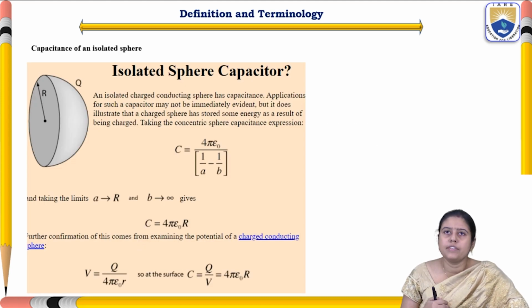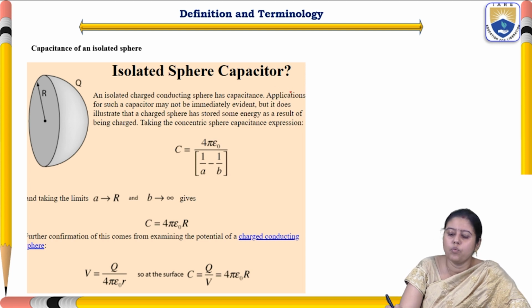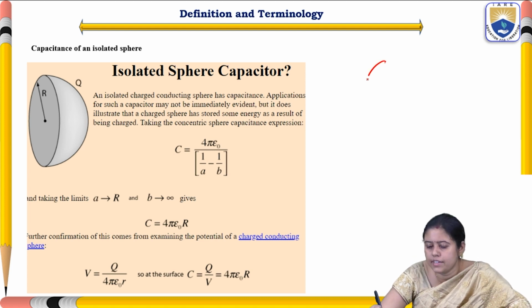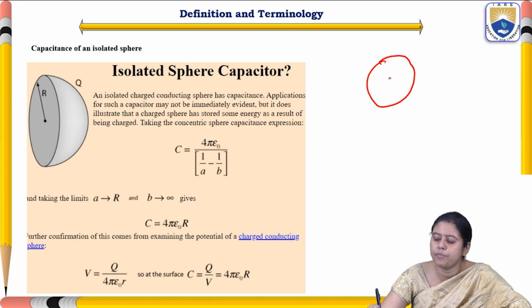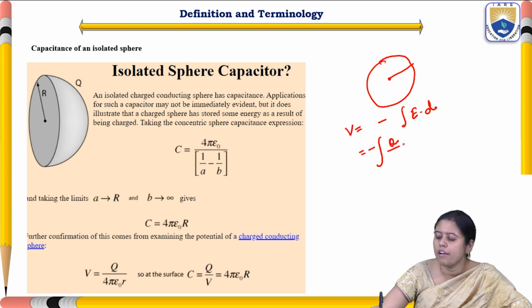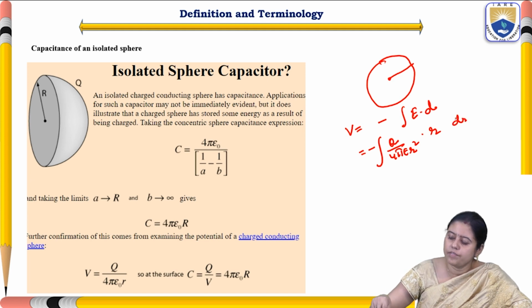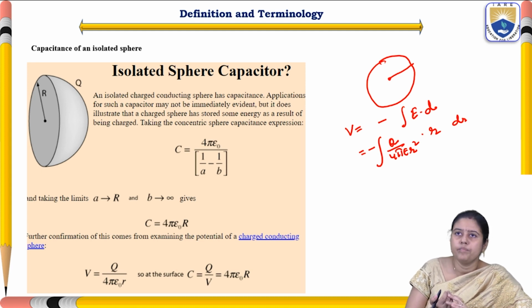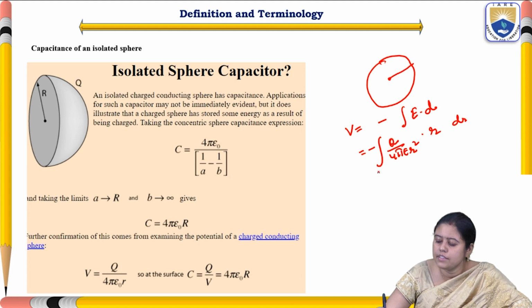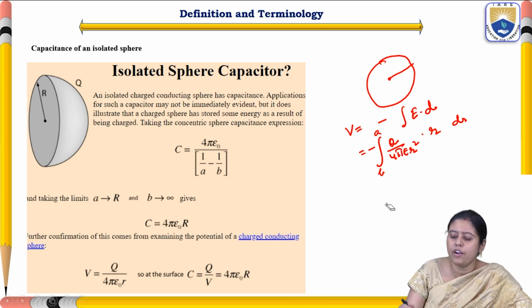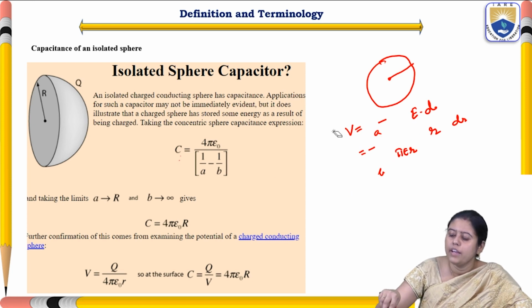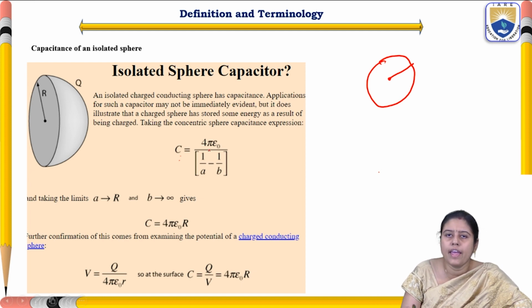Next point is to calculate the capacitance of an isolated capacitor. An isolated charged conducting sphere has a capacitance. We know capacitance for a normal capacitor. First, if we have a charge, we can write voltage equal to minus the integral of E dot dl, which is Q by 4 pi epsilon r square dr, where the distance is r. And what is the limit? From the end point to the starting point, so it is B to A. If we put in the values, we get the capacitance equal to Q by V, which is 4 pi epsilon naught divided by (1 by A minus 1 by B).